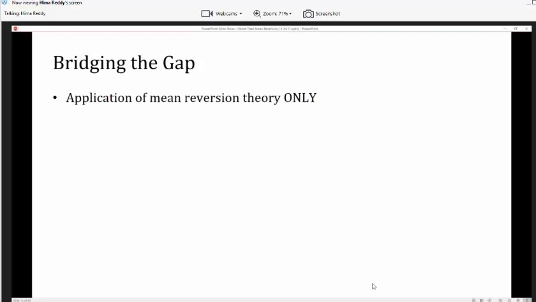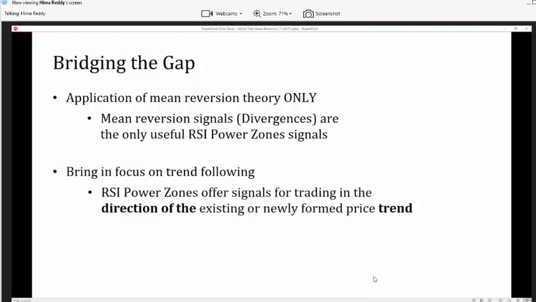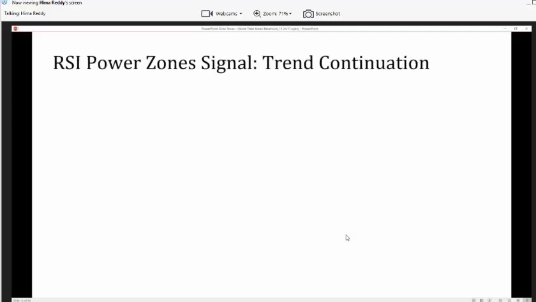The application of mean reversion theory only says that divergences are the only useful thing in RSI power zones, but that's not true. If you bring in a focus on trend following, then RSI power zones offer signals for trading in the direction of the existing or newly formed price trend. So we're not limiting ourselves to situations in which price and momentum are diverging and telling us there's going to be a reversal. We are now bringing in a tool to trade with the trend. And I have a super simple breakdown of this, guys, with just a handful of examples so that you can take this and apply it on your own and see how it works for you.